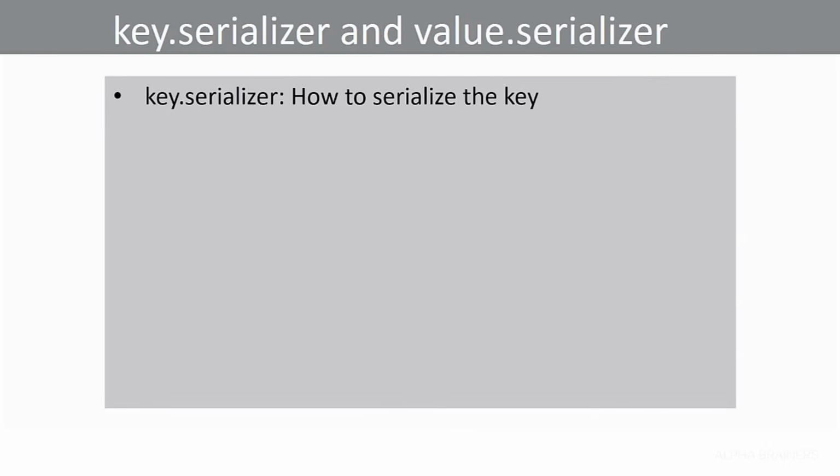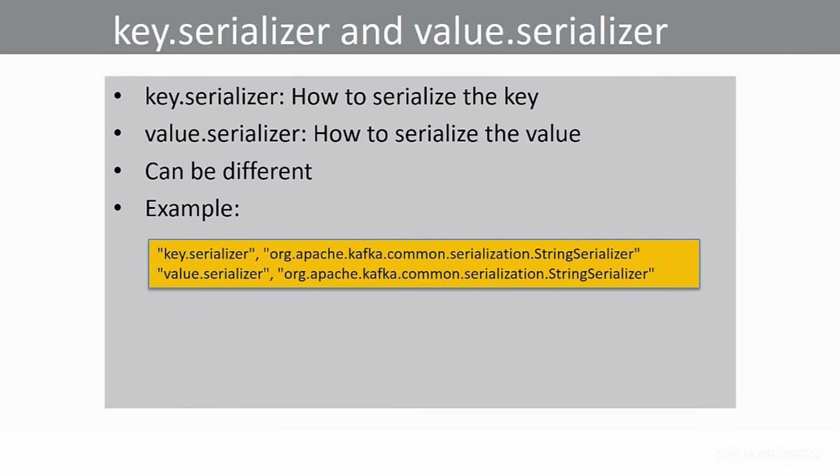There's a key serializer, that's how you want to serialize the key. And there's going to be a value serializer, how you want to serialize the value. Now keep in mind that for the key, you may want to use, for example, a string or an integer, and the value might be something different. While the serializer for the key might be an integer, the value might be a string, for example. So they can actually be different from one another. Here's an example where they're actually both the same.